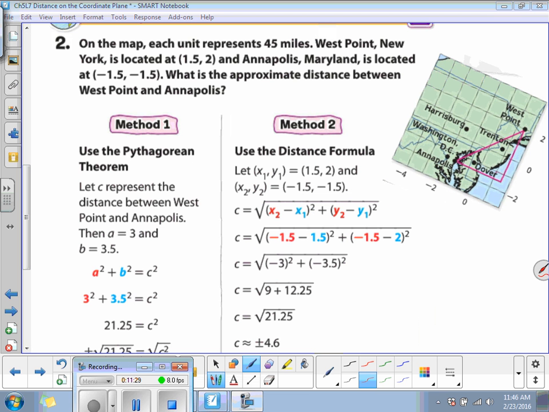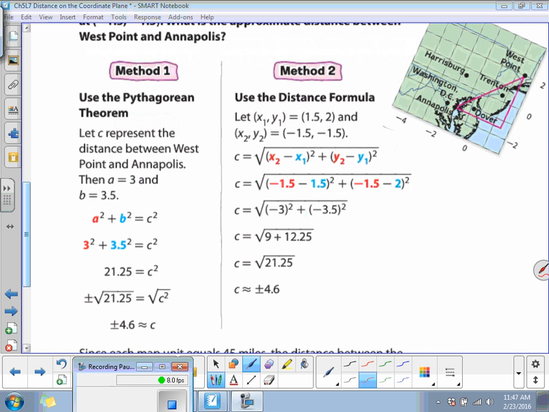It says, on the map, each unit represents 45 miles. West Point, New York, is located at 1.5, 2, and Annapolis, Maryland, is located at negative 1.5, negative 1.5. What is the approximate distance between West Point and Annapolis? Method 1 is just to count the boxes on the map.